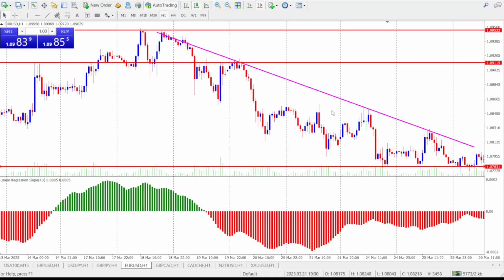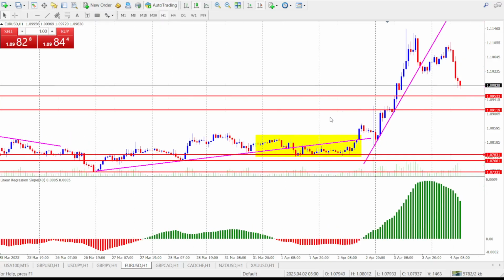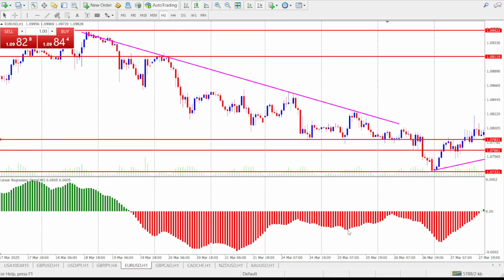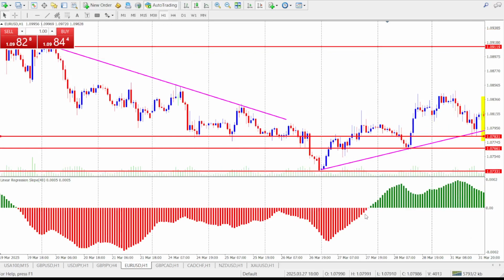When you are in a sell trade, for example, and the color changes back from red to green, it signals that the bearish momentum is dwindling and the bulls might be coming back into control.